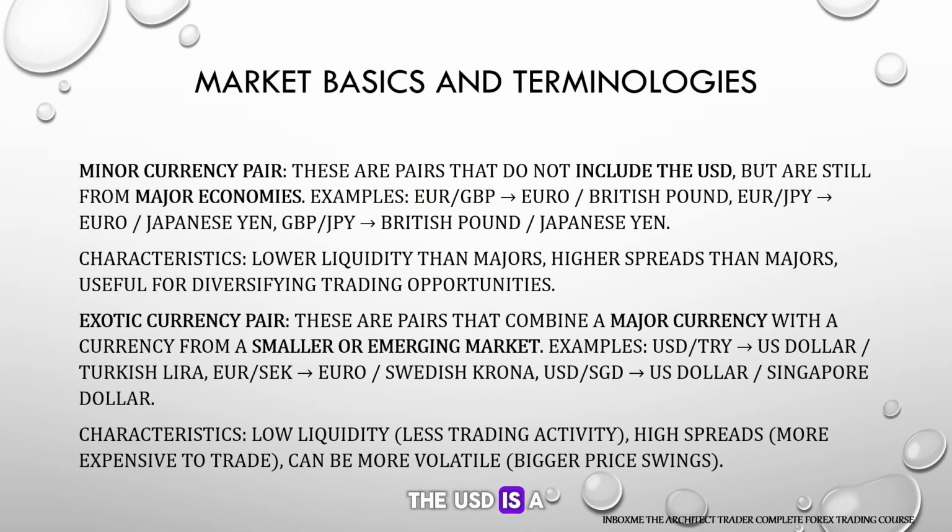The USD is a primary currency. Now, under the minor currency pair, there is no USD, but the economies and currencies under the minor currency pair are actually also major economies. That is, these countries are still doing well for themselves. Take for example Euro GBP. When you combine the Euro and British Pound, the Euro and Japanese Yen, or the Pound and Japanese Yen, right? Those are examples. These are countries that are still doing well for themselves.